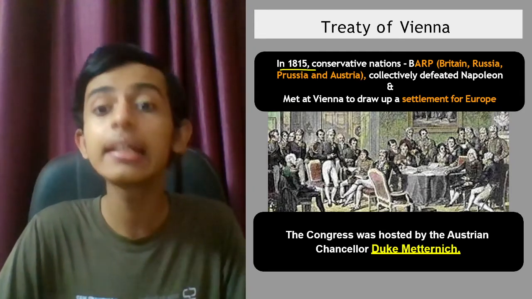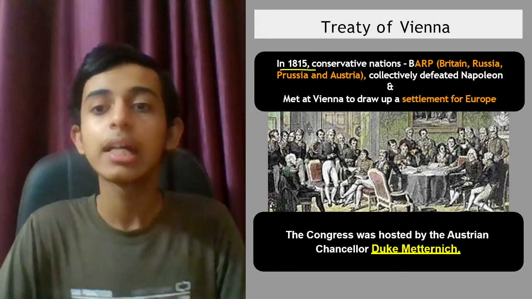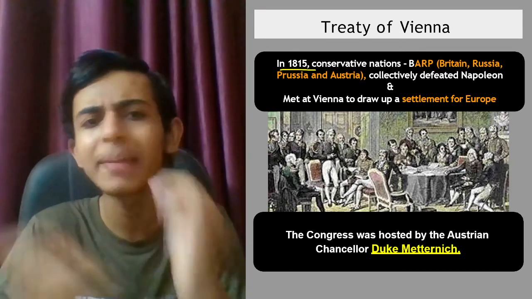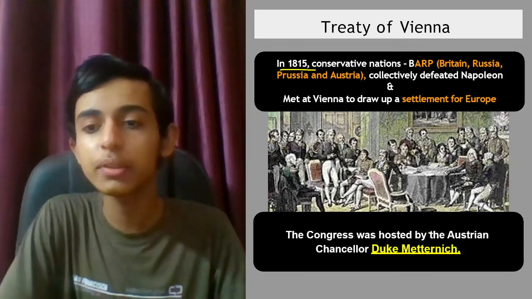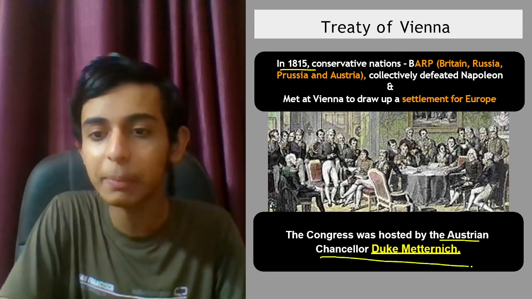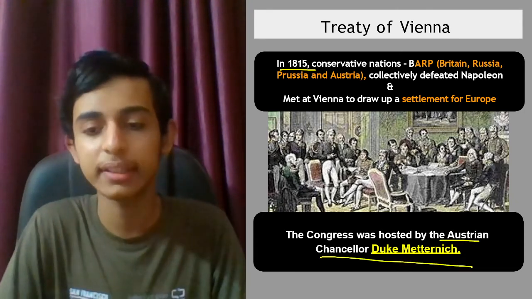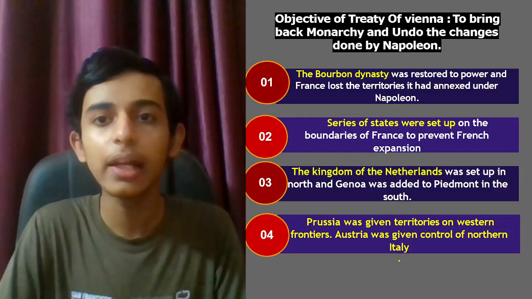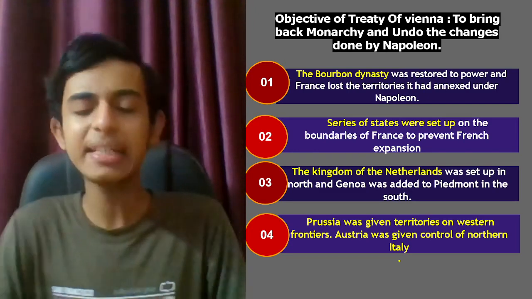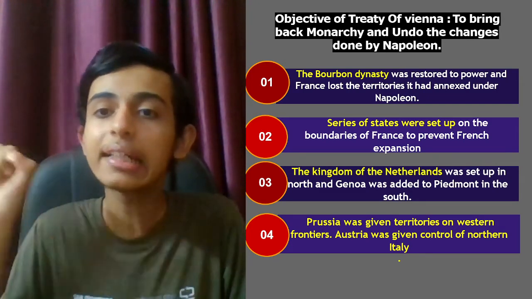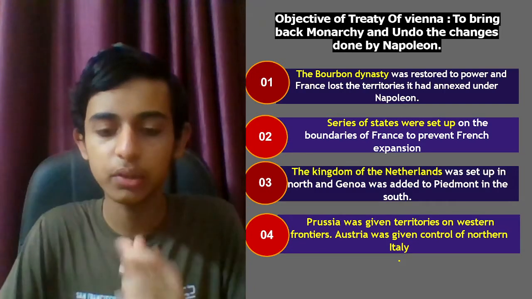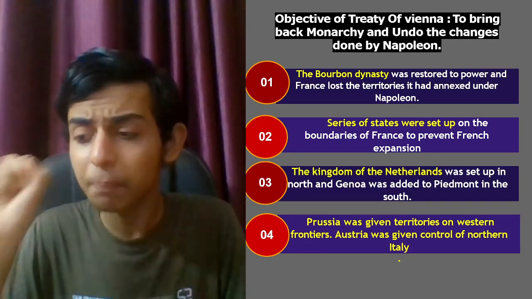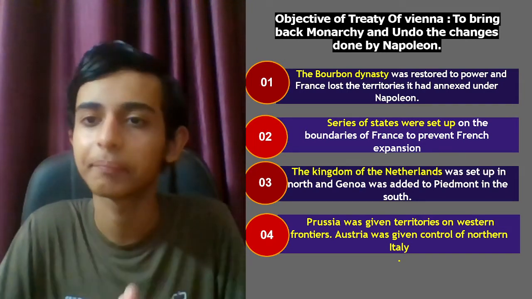Vienna is a place in Austria, okay, to draw up a settlement for Europe, to draw a document, you can say a kind of planning for Europe. And the Congress was hosted by Austrian Chancellor Duke Metternich. So he was the chancellor who hosted the party, the treaty, you can say. Now the objective of the Treaty of Vienna, what was the main aim? To bring back monarchy and undo the changes done by Napoleon. So two things were there. They wanted monarchy to come back and the changes which Napoleon made to be undone.